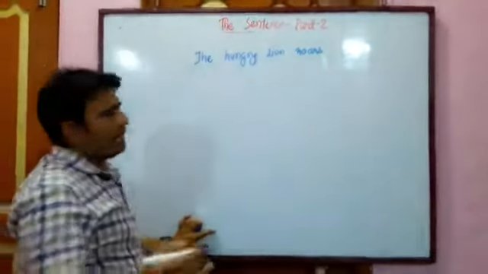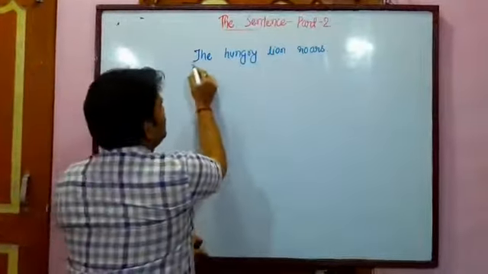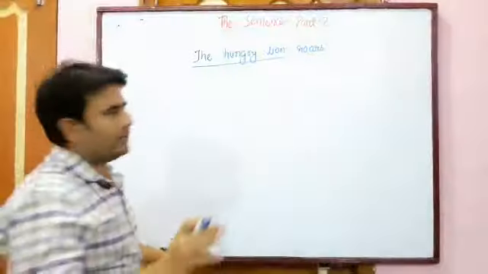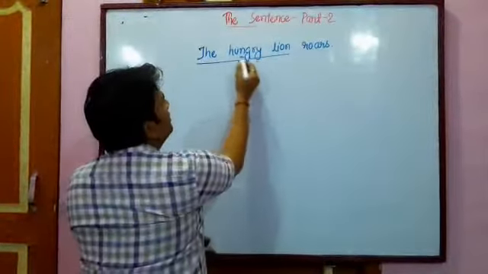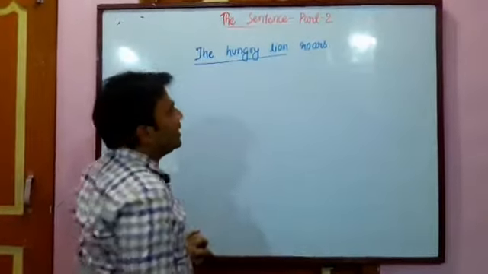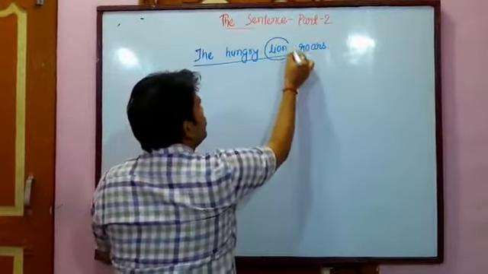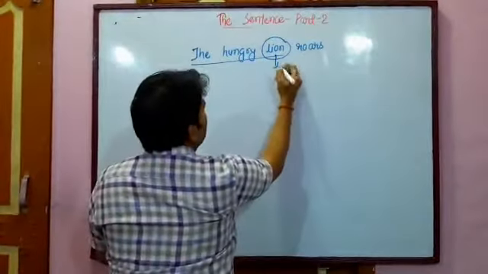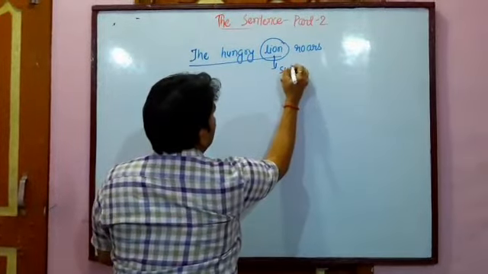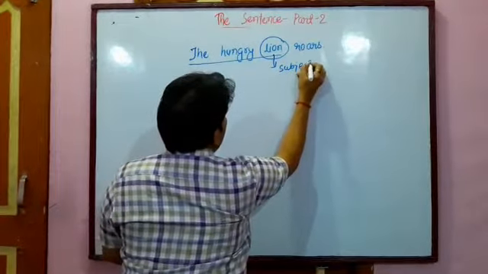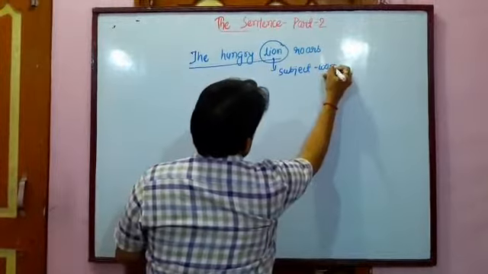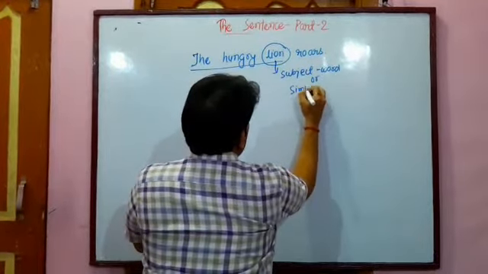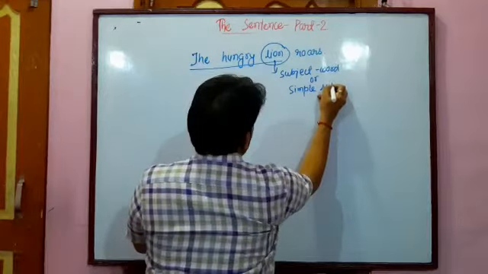The hungry lion roars. In this sentence, this part of the sentence is the subject. There are three words: the, hungry and lion. The main word is, who roars? Lion. So lion is the main word. And this main word is called the subject word or simple subject.